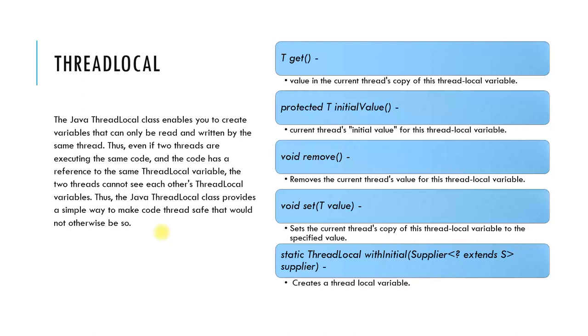Also, Java provides the ThreadLocal class. The ThreadLocal class enables you to create variables that can only be read and written by the same thread. Thus, even if two threads are executing the same code and the code has a reference to the same ThreadLocal variable, the two threads cannot see each other's ThreadLocal variables. Thus, the Java ThreadLocal class provides a simpler way to make code thread safe that would not otherwise be. So let's see an example.